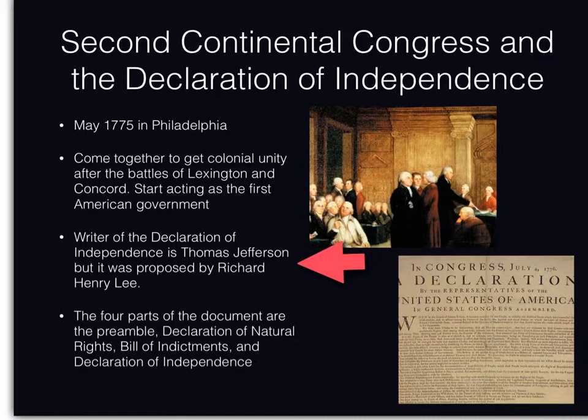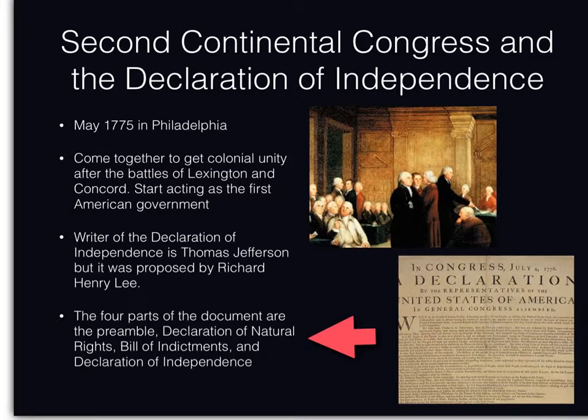The 4 parts of the document are the preamble, which explains the purpose of the document. Then, the Declaration of Natural Rights, which states that rights come from God and the government protects the rights. These were the ideas of John Locke.